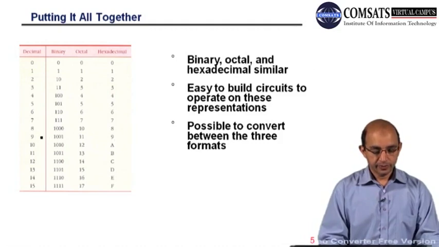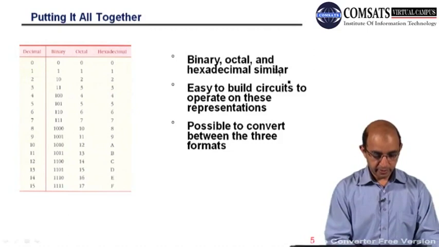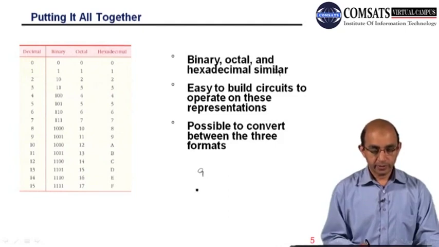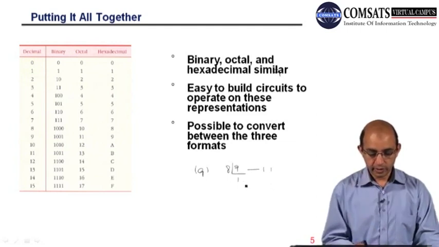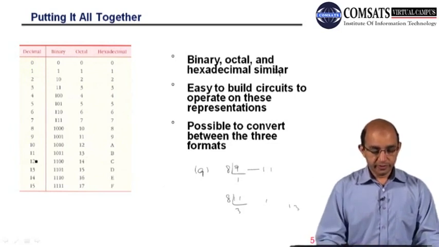So how can I represent 9 in octal? Starting from decimal, I will be dividing by 8, giving 1 as the quotient and 1 as the remainder, so I will be having 11. Likewise, decimal 11 divided by 8 gives 1 remainder 3, so we have 13. So this is a sort of conversion.